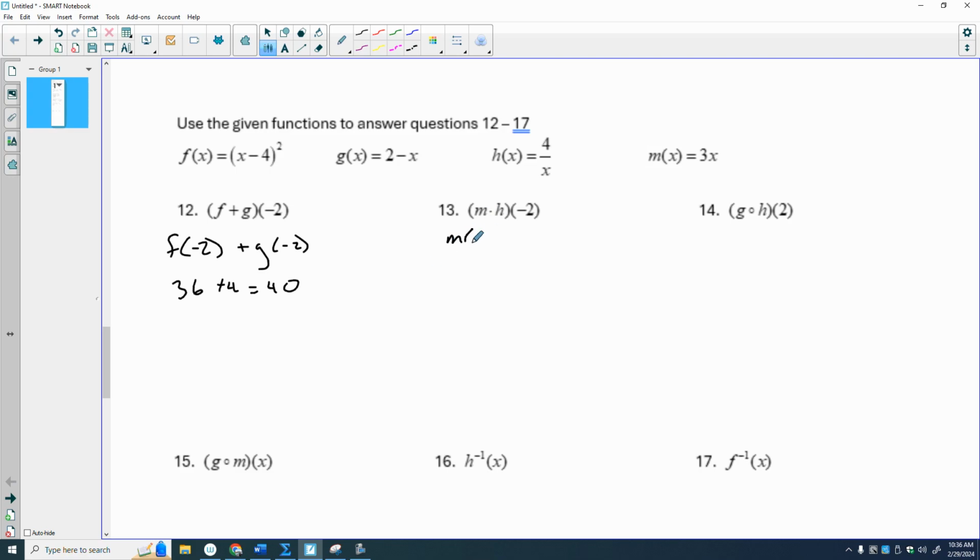This is m of negative 2 times h of negative 2. This is multiplication. This is not multiplication. Okay, m of negative 2 is a negative 6. H of negative 2 is a negative 2. A negative 6 times a negative 2 is a positive 12.